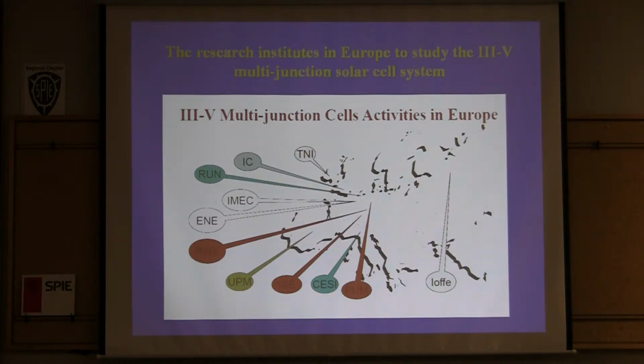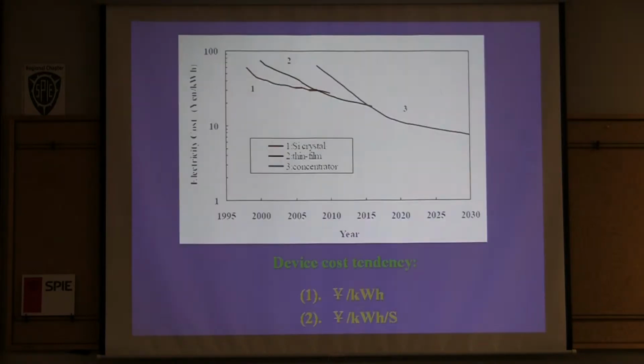That's around the world, especially in European countries. There are a lot of centers called third generation solar cell research centers, trying to study 3 to 5 multiple junction solar cell systems. Then the cost: at the moment the cost is higher, but in the future, when the concentration ratio is increased, the cost will go down.